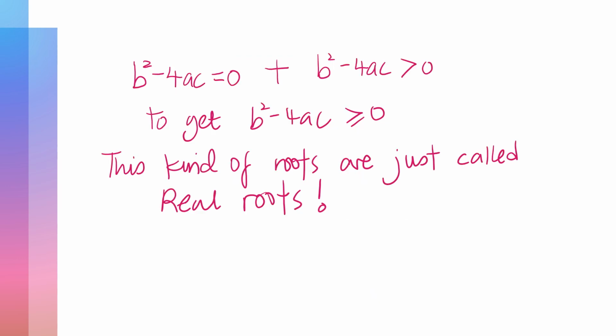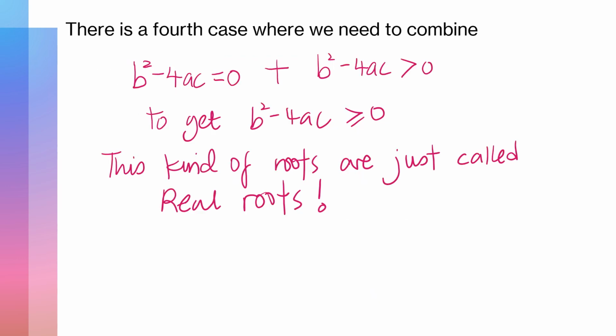Okay, right, and there's actually a fourth case where we need to combine the values of b squared minus 4ac equals to 0 and b squared minus 4ac more than 0. You combine them, you get b squared minus 4ac more than or equal to 0. And this kind of roots, they are just called real roots, right?